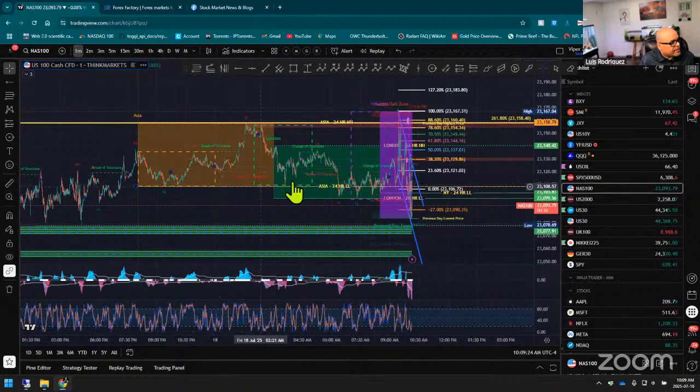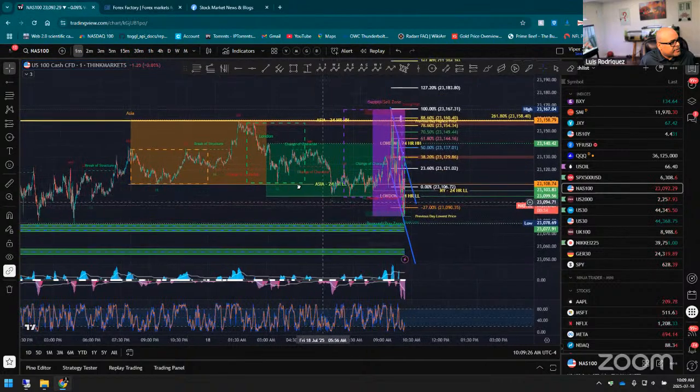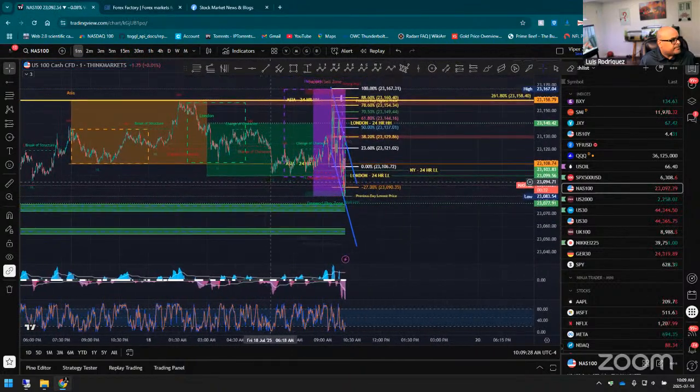Once you clear previous sessions' areas for liquidity, you got to now aim for the other ones. Because what happens is it's just going to keep moving in one direction.